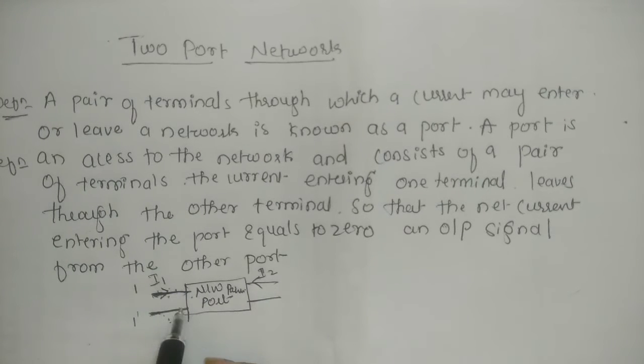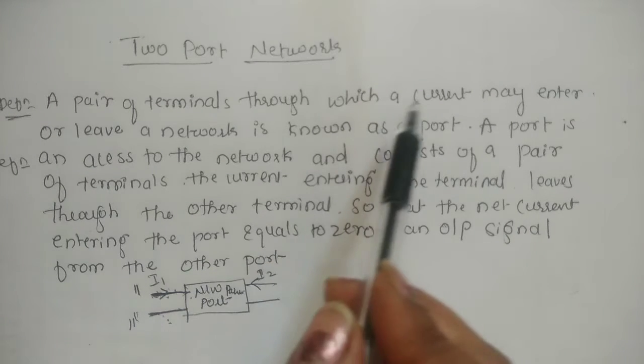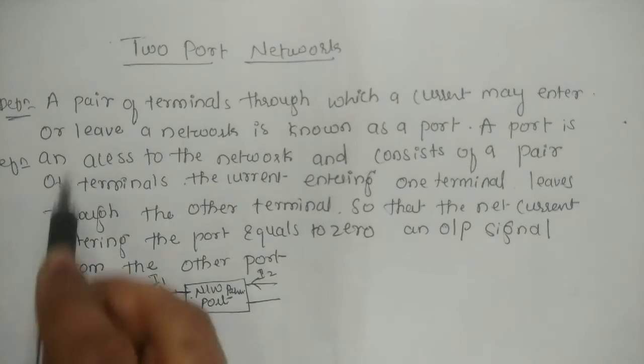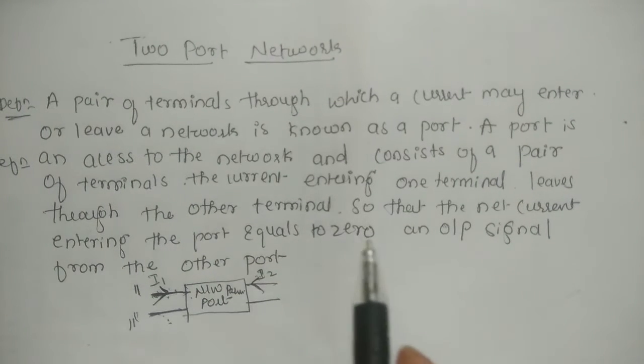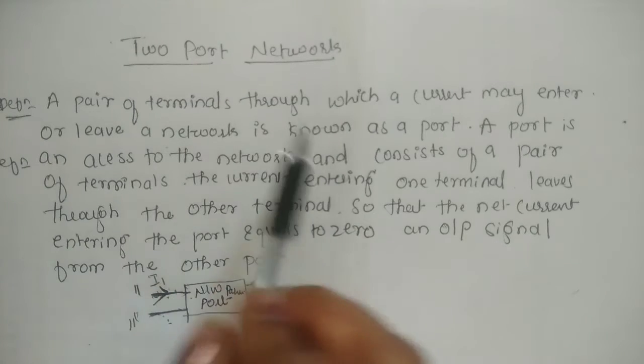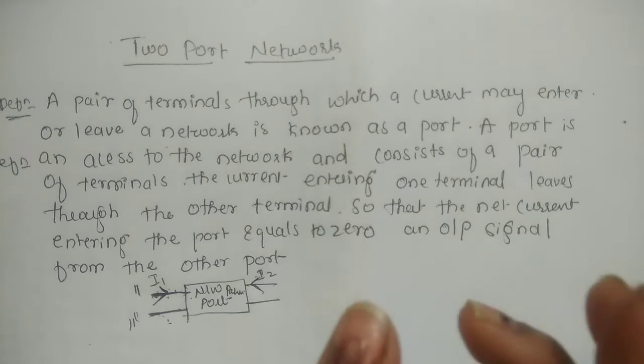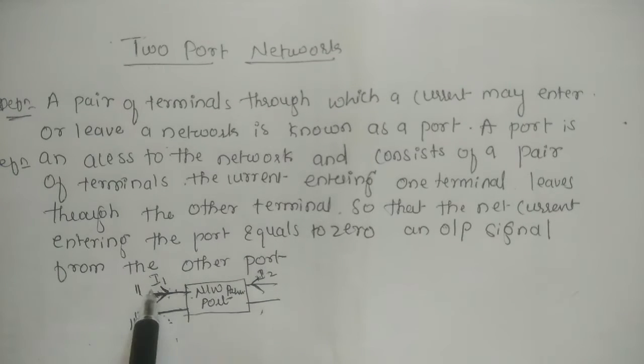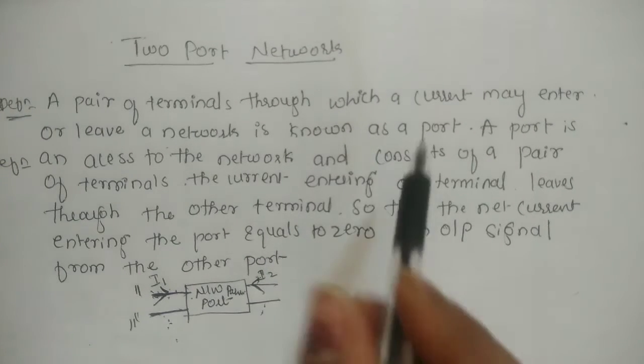These are the two terminals, 1 and 1 dash. Two terminals which a current may enter or leave. A network is known as a port. These four are the ports. These are the ports. Right.